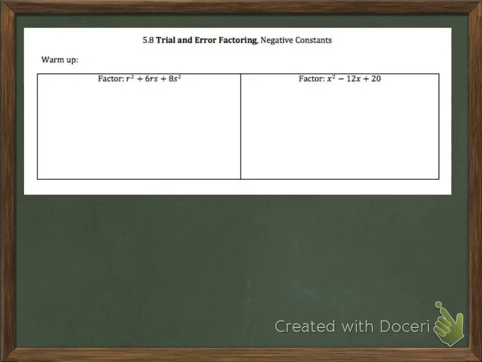Hey algebra students, we're going to take a look at 5-8 trial and error factoring with negative constants. So the same idea as the positive constant. We still have that coefficient of 1 for the first term.